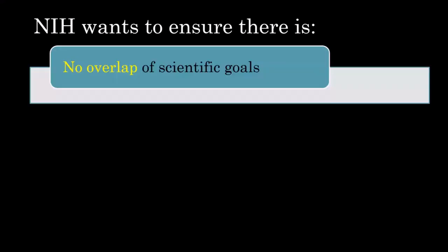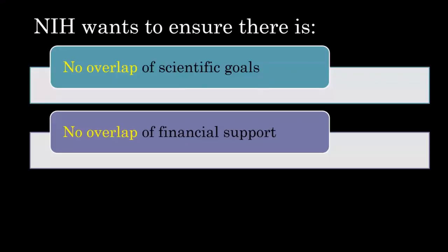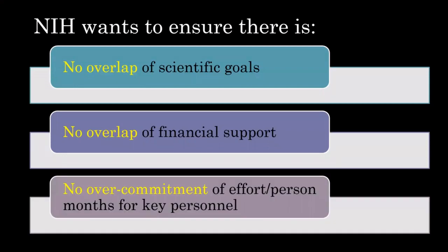So what is NIH wanting to do here? NIH reviews other support to ensure that there is no overlap of scientific goals, no overlap of financial support, and no overcommitment of person months for key personnel. Keep in mind that your PI or any other senior key personnel listed on a project cannot exceed 12 calendar months. Always double check and add up all of their calendar months under active to ensure that this does not exceed 12. If it exceeds 12, please work with them accordingly to reduce.